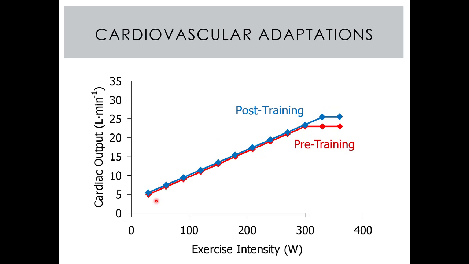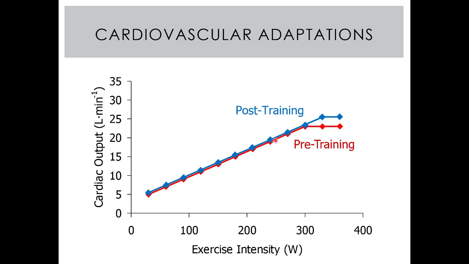Okay, now let's put this all together. Remember, heart rate and stroke volume are the factors underlying cardiac output, or Q for short. Thus, Q equals heart rate times stroke volume. And remember, cardiac output is the volume of oxygenated blood ejected from the heart per minute. So using this equation, let's see how submaximal and maximal cardiac output changes from pre to post training.